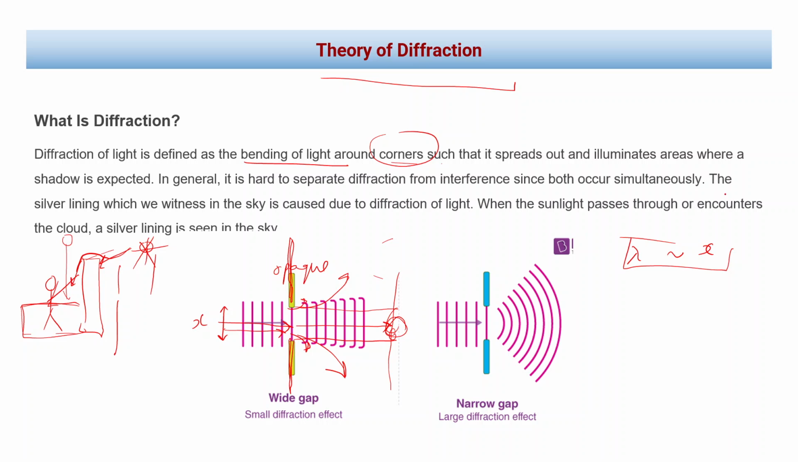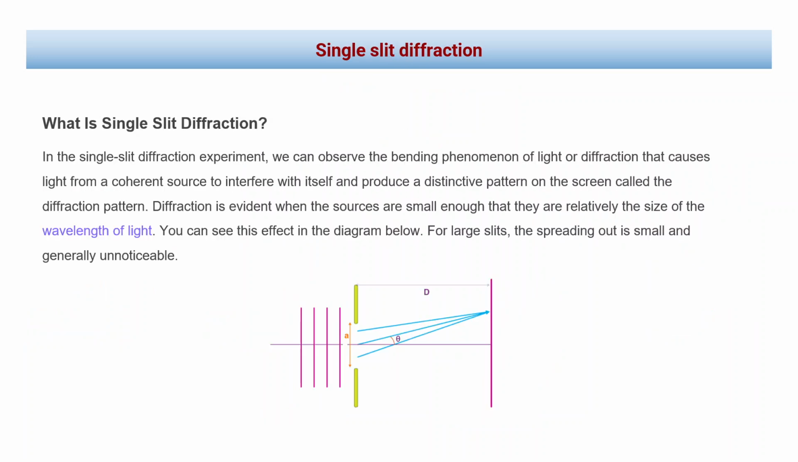But still we see this kind of diffraction phenomenon in nature as well, like the silver lining which we see in the sky around the clouds. That is a result of diffraction of light, and this happens when sunlight passes through the cloud and bends around the edges of the cloud. As a result of this we see a silver lining in the cloud. So this is where we see it in nature. I hope the diffraction concept is clear now.